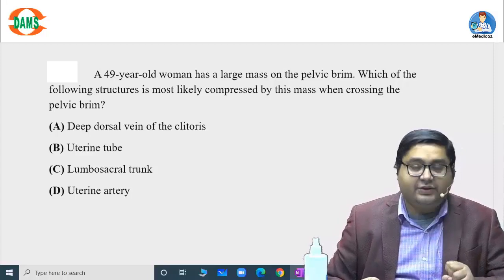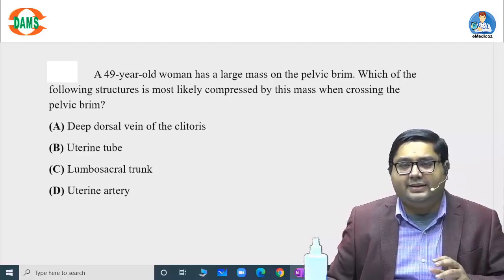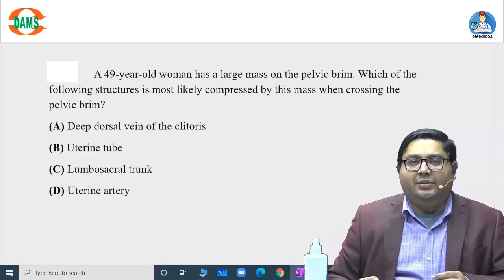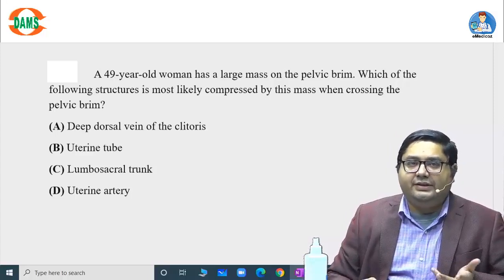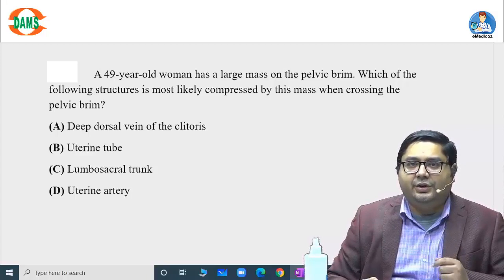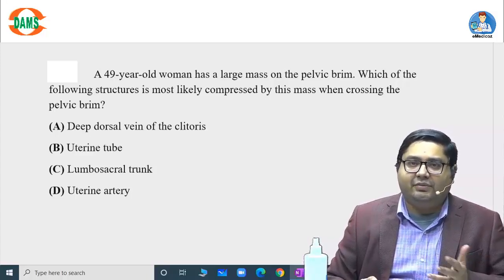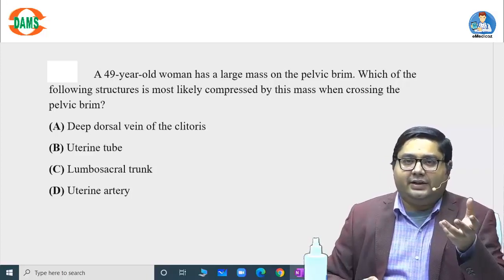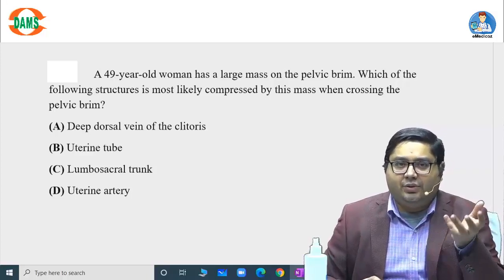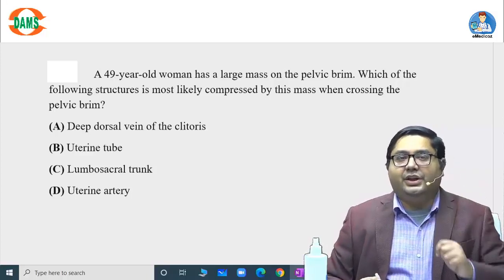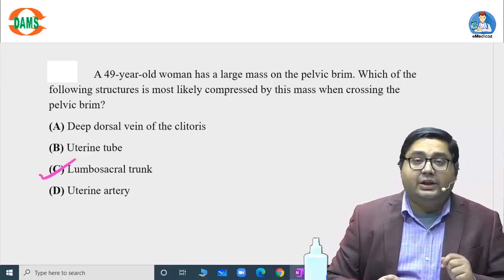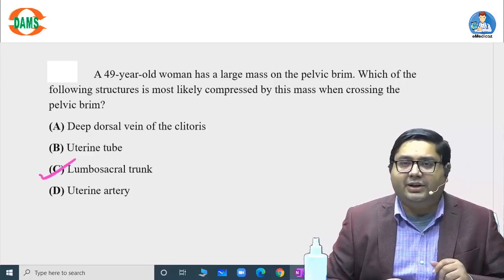So basically this question deals with the mass at the pelvic brim. Fine. Now among these given options, only one structure is there which is actually going to pass through the pelvic brim. So in case of a mass present at the pelvic brim, it can affect the structure which is passing through it. Okay, among these options we have only the lumbosacral trunk which is going to pass over the pelvic brim and it will be affected by the mass.